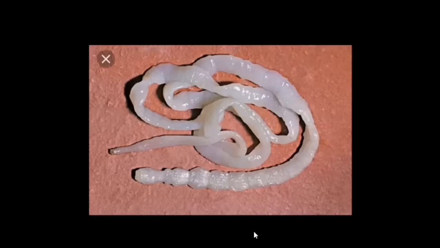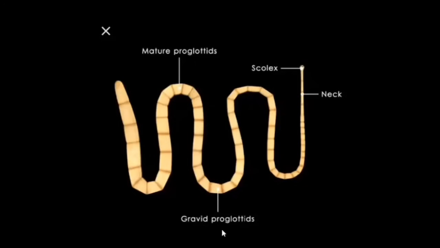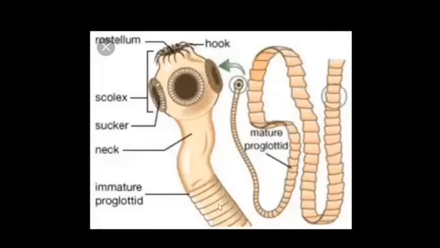Let me show us other pictures. You can see how it looks here. It is segmented and it is tape-like. So this is how the typical diagram looks. This is the head here, and on the head you can see the hook and the suckers. It is with this hook and the suckers that it attaches itself to the intestinal lining of the host. So basically that is what the tapeworm is about.